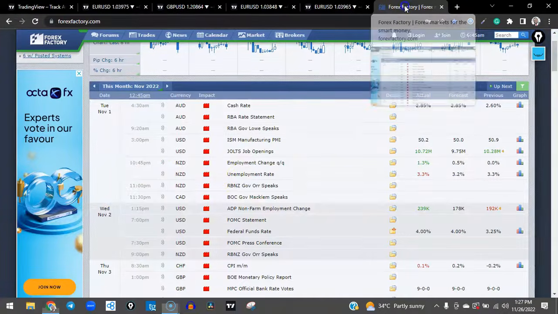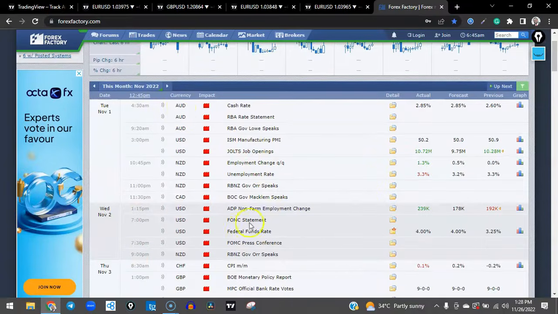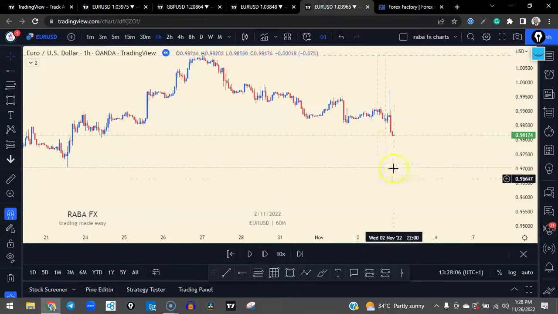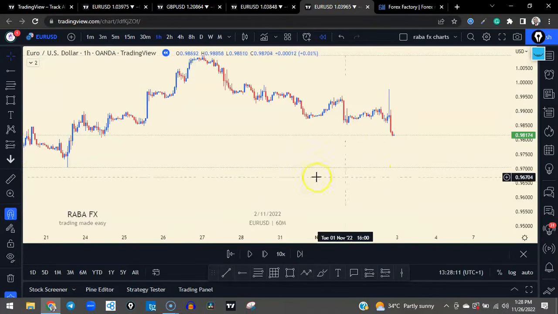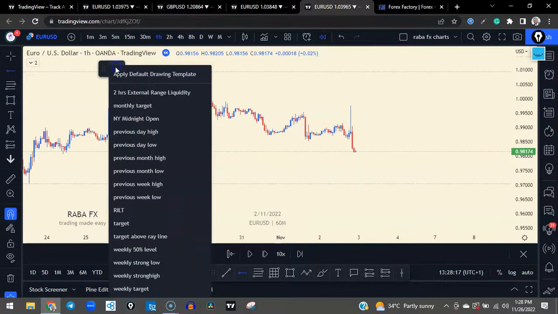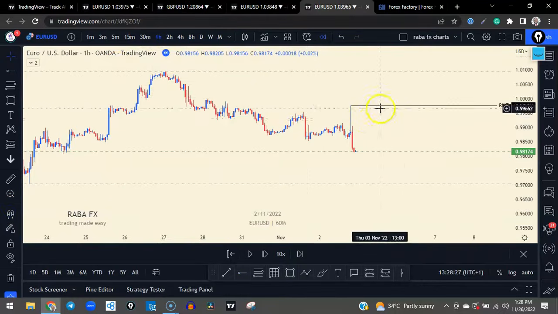Example number 2. In this example, we are going to look at the following day, November 2nd. Now, we have a news report here on the 2nd. We are going to look at FOMC, which is at 7 p.m. I've already taken my time to mark them out. This was the high produced by FOMC. So, you mark that level as RILT.